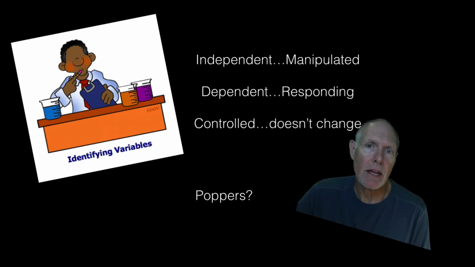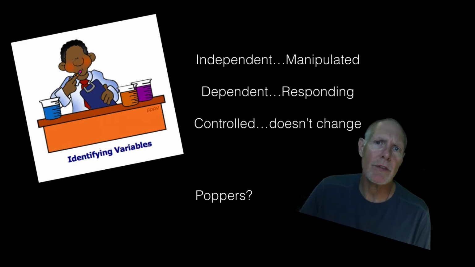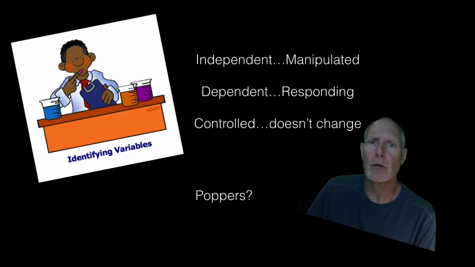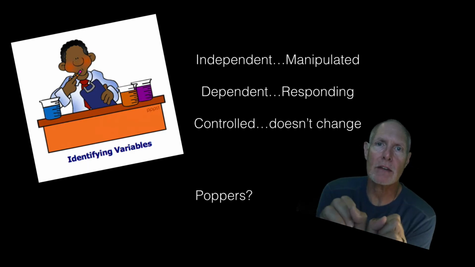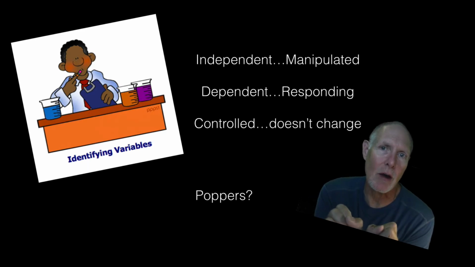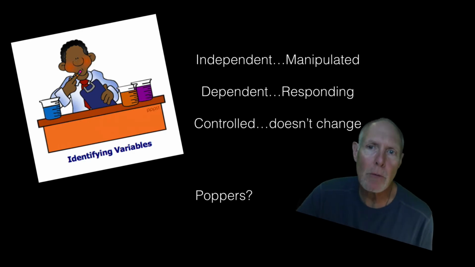Then the next thing I need to figure out is, what was the independent variable? In other words, what did I have control over? Or another way to say that is, what did I manipulate? What did I play around with to make that thing do its thing? Well, in that particular case, it was the fact that I turned the blue popper inside out. So the blue popper is actually the independent variable.